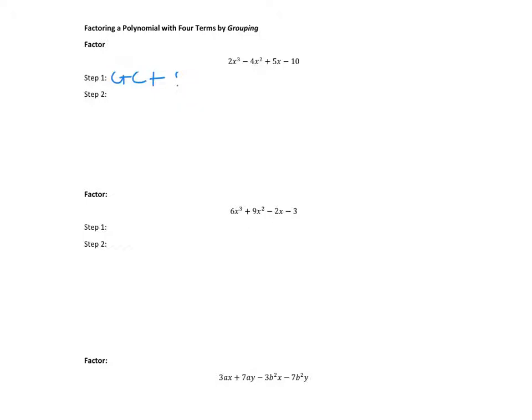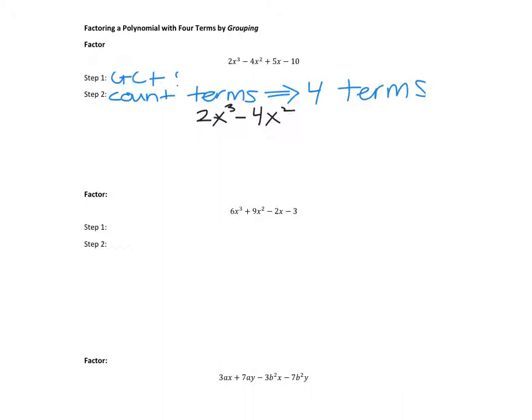So our next step is to count the terms. And we have 4 terms. And 4 terms means we factor by grouping. So what that means is we are going to take our polynomial, 2x cubed minus 4x squared plus 5x minus 10, and we're going to group them in 2 groups of 2. And we can use parentheses like this.